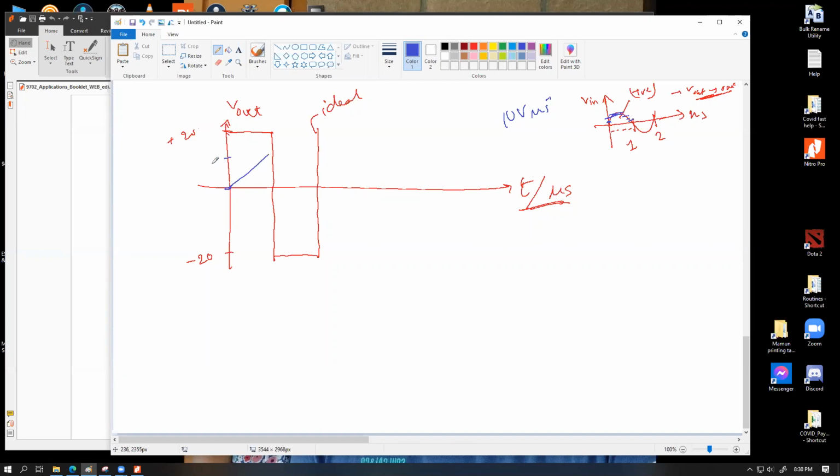So if this is plus 10, what would you say the blue graph is for? It is for a practical or realistic op amp.